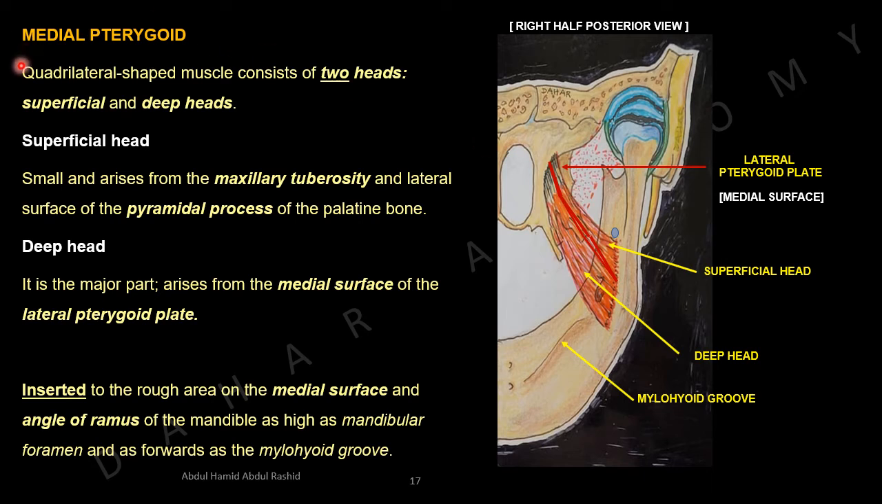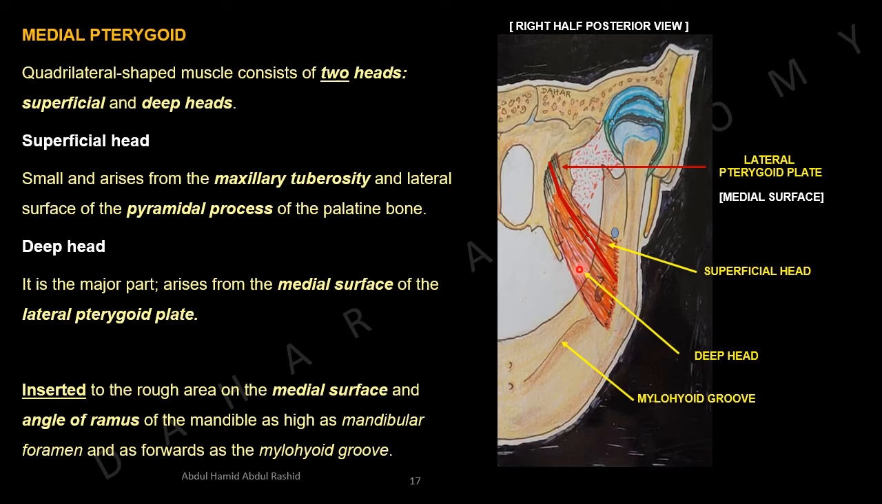Medial pterygoid muscle is a quadrangular shaped muscle consisting of two heads, superficial and deep head. This is superficial head and this is deep head. Superficial head is smaller and arises from the maxillary tuberosity and lateral surface of the pyramidal process of the palatine bone. Deep head is the major part, arises from the medial surface of the lateral pterygoid plate. We have already mentioned that one.